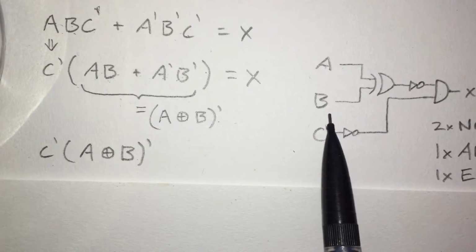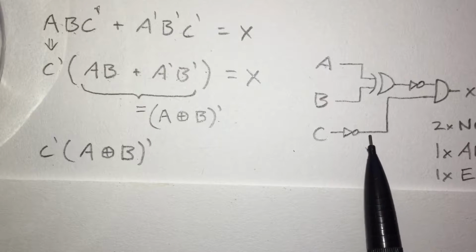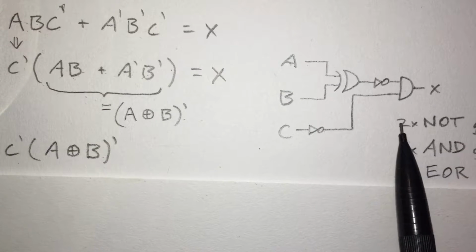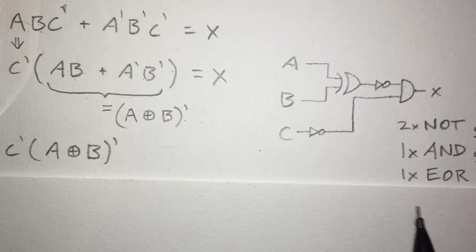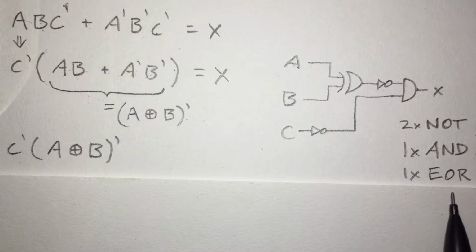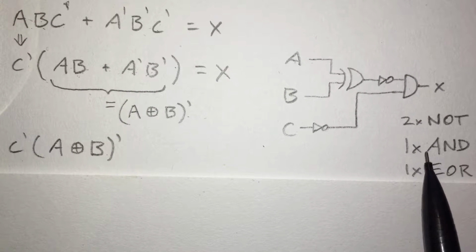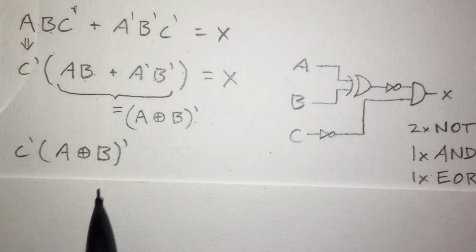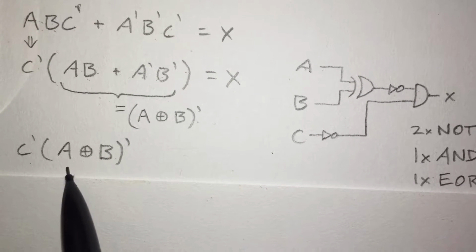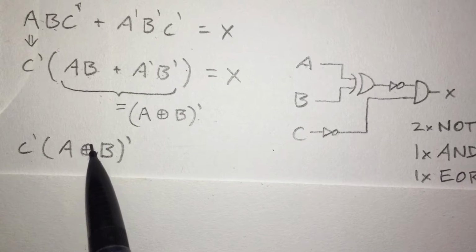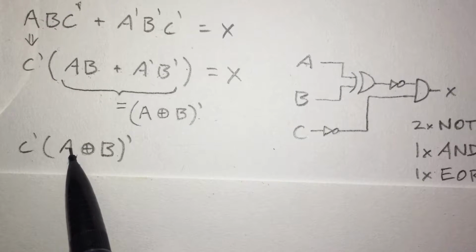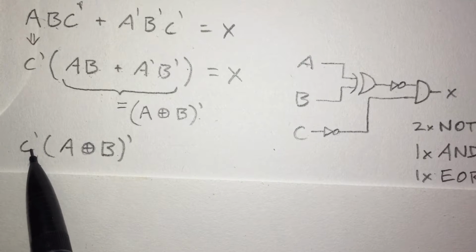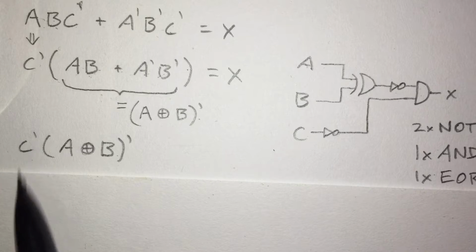This is the implementation of that equation. As you can see, we have only two NOT gates, one AND gate, and one exclusive OR gate. So that's down to 1/2 our original hardware requirement. So that is a very good savings. And here we see the logic behind this circuit: A exclusive OR B negated and with C negated.